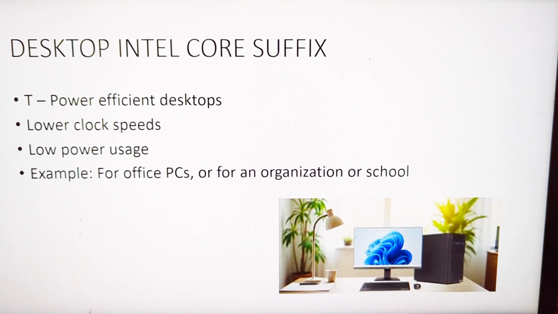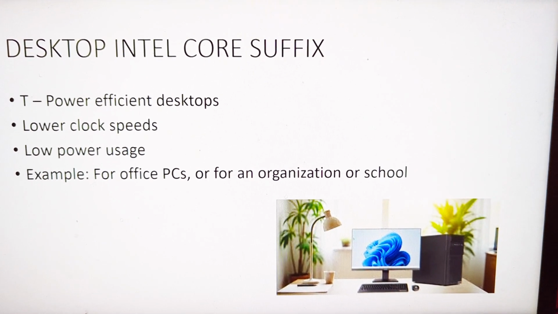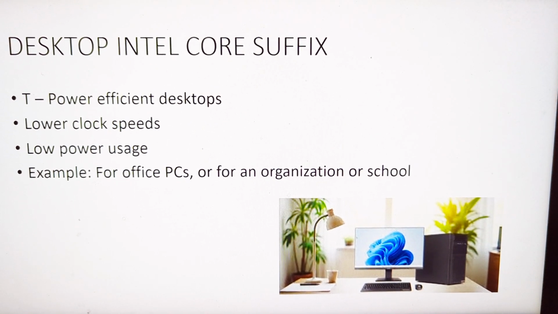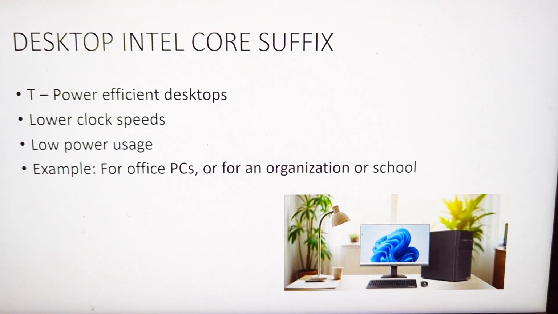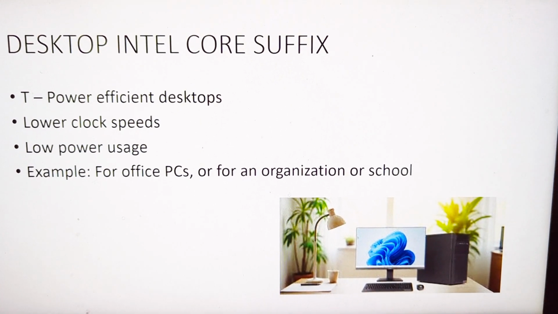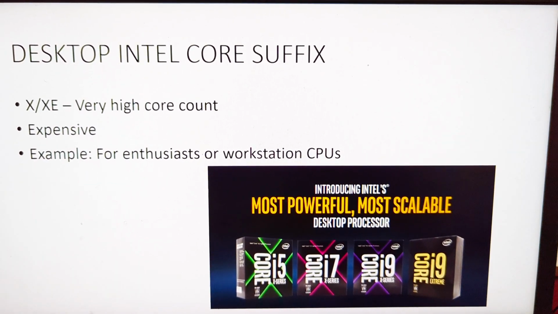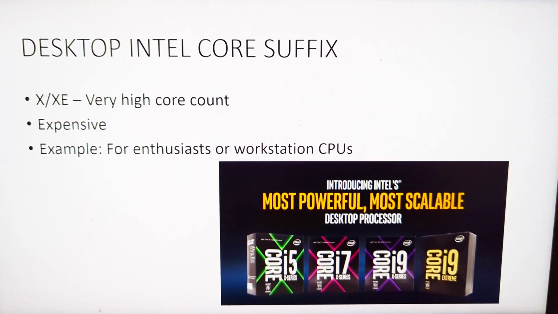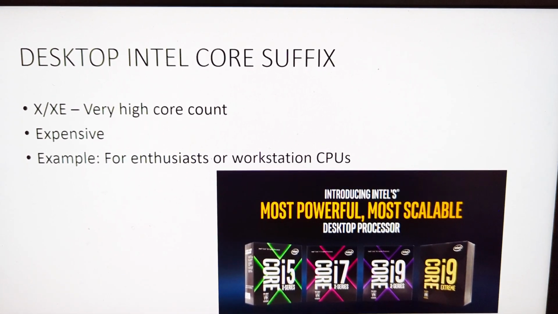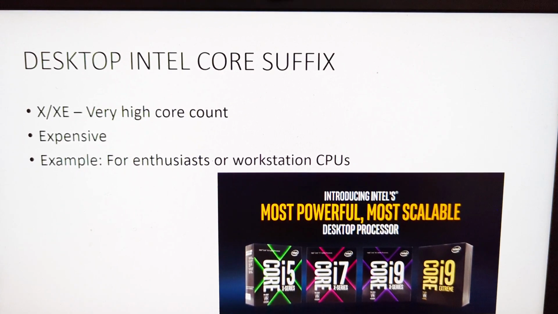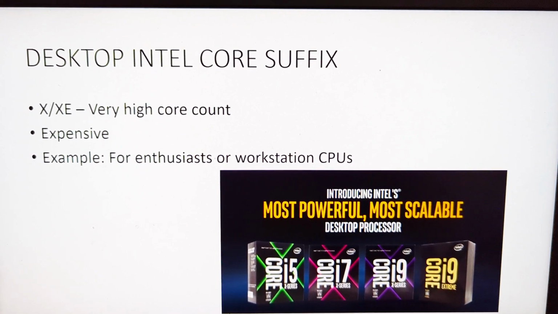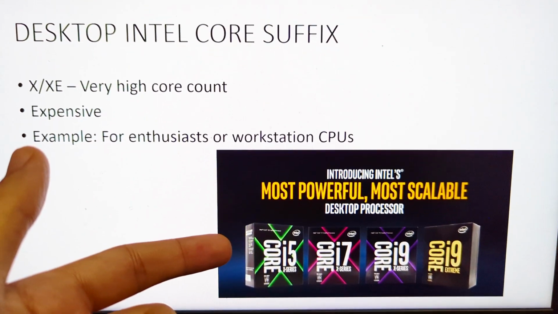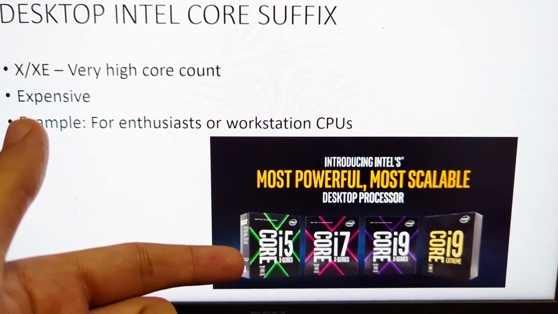This is the T series, power efficient desktops. They have a lower clock speed and very low power usage, and these are meant for office PCs and for organizations or schools. This is also the top tier Intel Core series, which is X or XE. They have a very high core count, they are very expensive, and they are often used for enthusiast or workstation CPUs. They will come in a pack with X on their label.